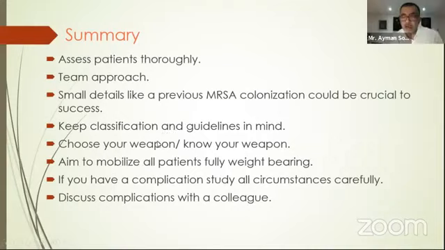Aim to mobilize all patients fully weight bearing. This is very important. These are elderly patients. They won't do well when you tell them partially weight bear. You just need to fix them to the best of your ability to get them going.